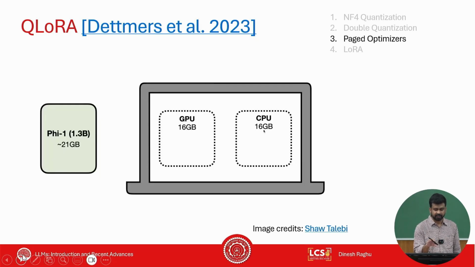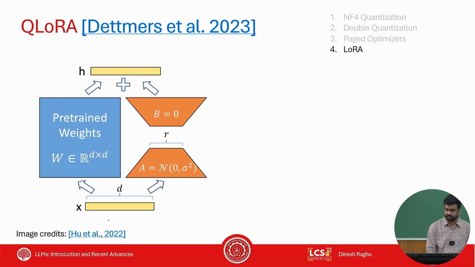Some of these hardwares do the same for GPU and CPU memory, right? And what QLoRA does is that it makes use of this particular feature in the hardware. So you would be able to fine tune a Phi-1 model with this particular GPU, even though it has only 16 gigabytes of GPU memory. So this is one thing. And finally, of course, they are going to use LoRA as a base for fine tuning.